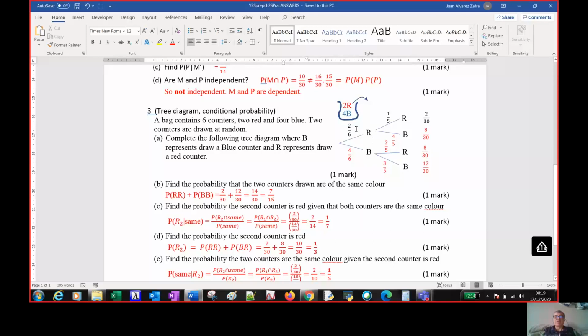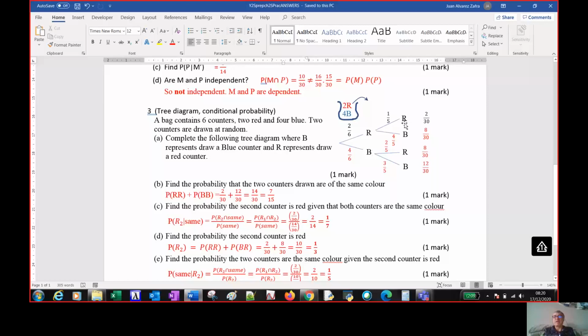So if the first one is red, that's 2 out of 6. So that means the blue is 4 out of 6. Now, if the first one was a red, for the probability that the second one is red, there are now only 5 counters left. Only one of them is red. So the probability that the second one is red, given that the first one is red, is 1/5. Whereas the probability that the second one is red, given the first one was blue, is 2/5, because there are 5 counters left, but now there are 2 reds left because the first one was a blue.